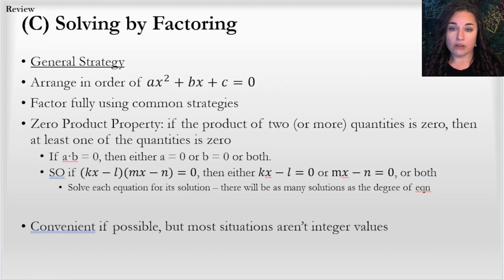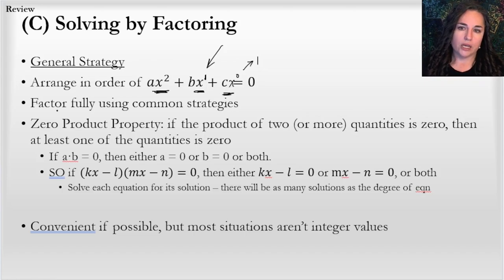So when I look at solving by factoring, I'm going to arrange in order, right? I'm going to go from highest power of x down to the lowest power of x. This is x to the 0th. This is x to the 1st, right? Anything to the 0th power is 1. So we have that constant term on the end. We're going to factor fully using common strategies, which I kind of hand waved in a previous slide in this lecture, but using common strategies.